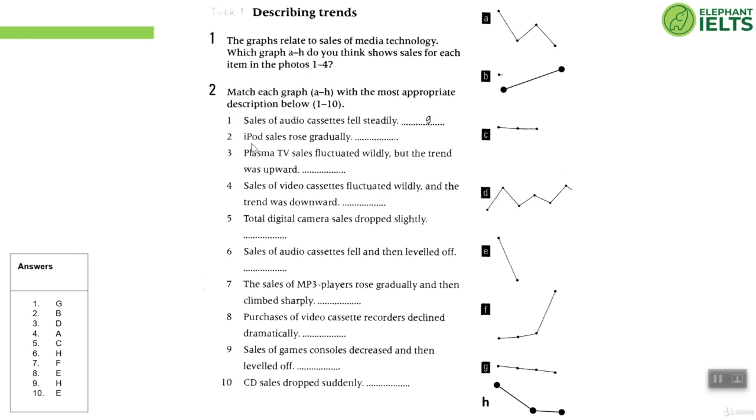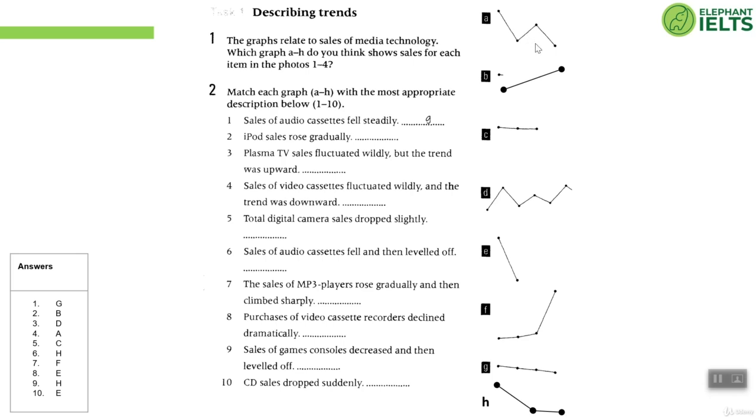Look at number 2. iPod sales rose gradually. Which one shows a gradual rise? That would be B, wouldn't it? Gradual rise. Number 3. Plasma TV sales fluctuated wildly, but the trend was upward.